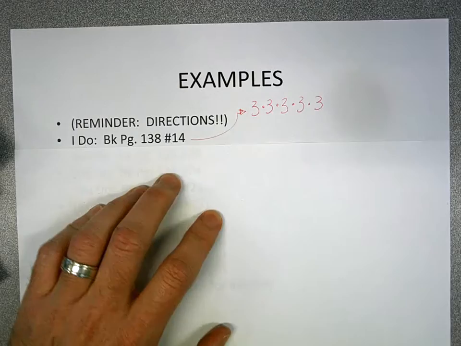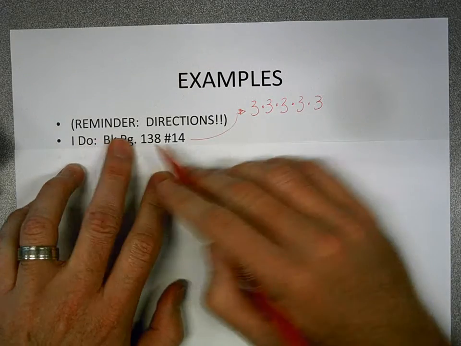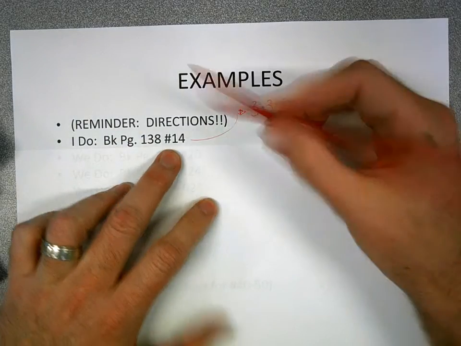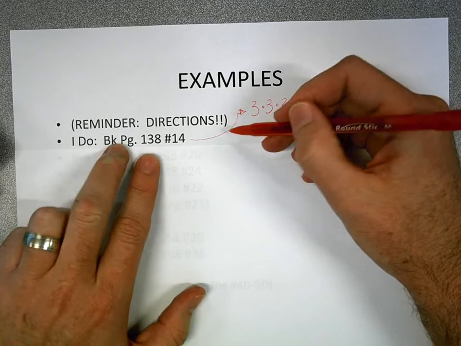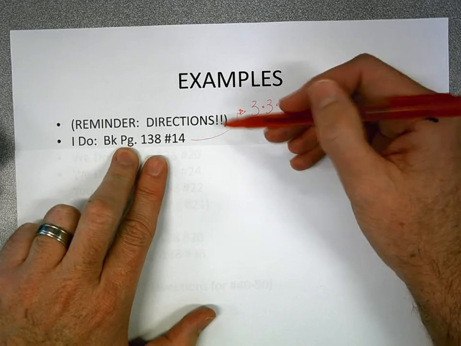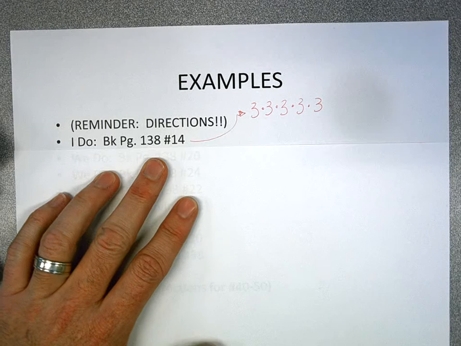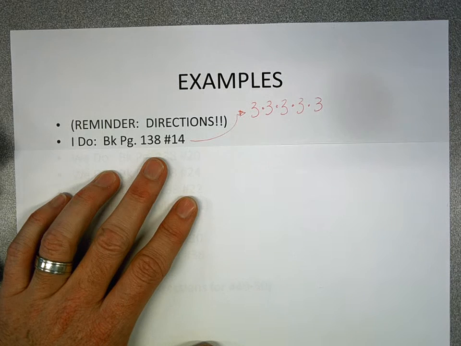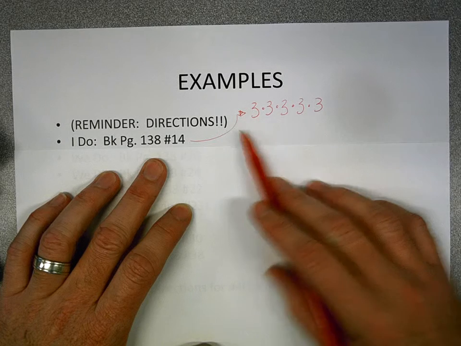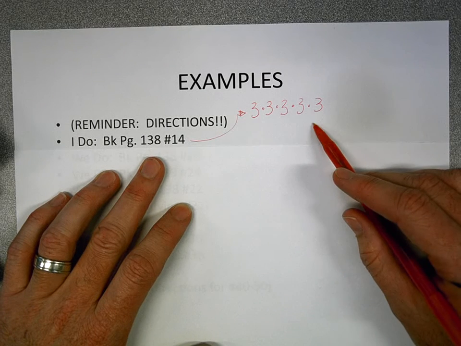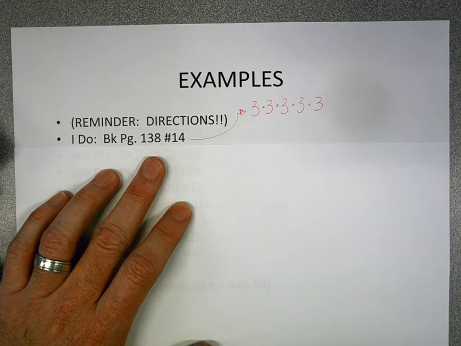Okay. Now, I do have a little thing here that says reminder, the directions, because this is really big every year. So you need to make sure that every time you change from section to section that you actually read what they want from you. So if you take a look at number 14 right above, it says write each expression using exponents. So it does not want you to simplify this. They want you to write this in what's called exponential form.